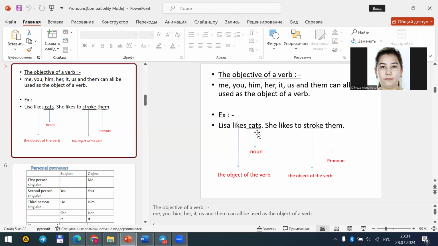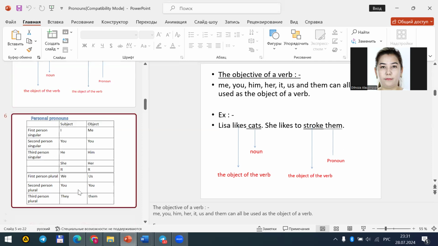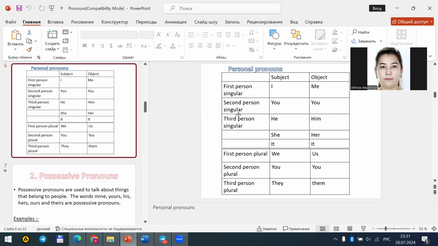Lisa likes cats. She likes to stroke them. For example, likes is the verb. Cats is a noun, the object of the verb. She likes to stroke them, them is the pronoun. We could replace cats with an objective pronoun, them. And next, personal pronouns, subject and object.